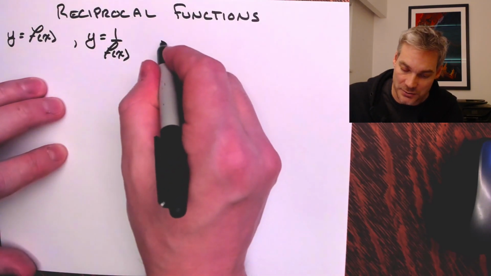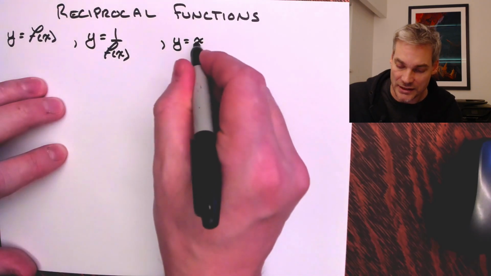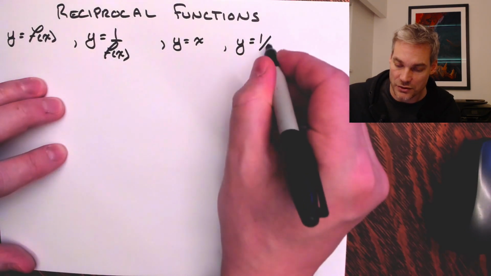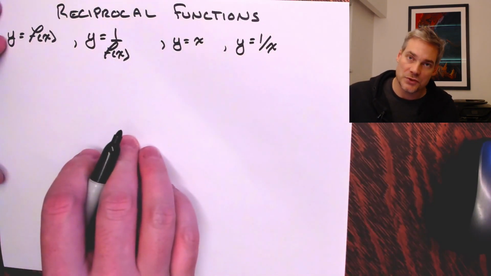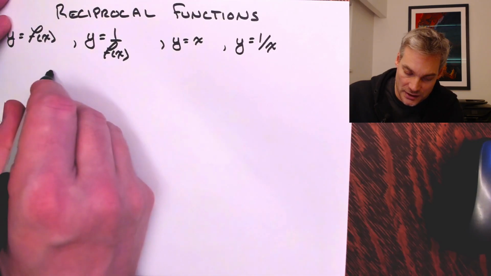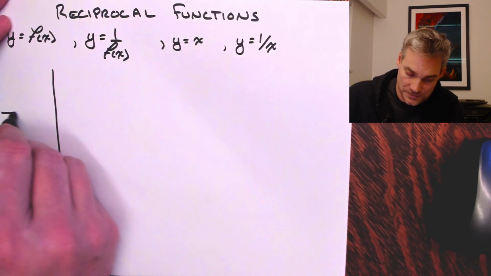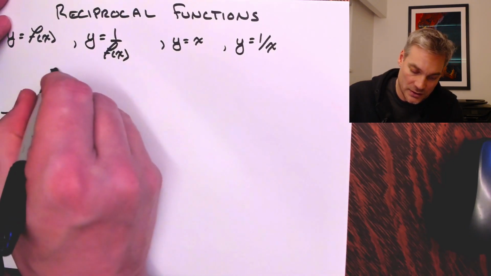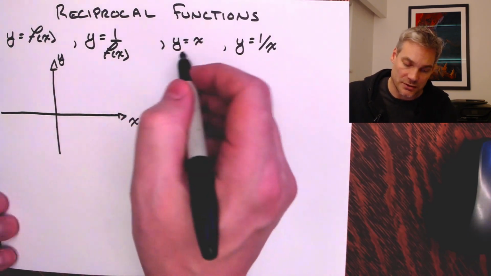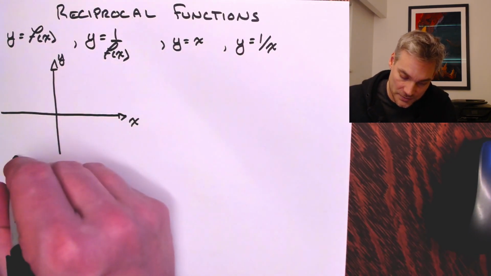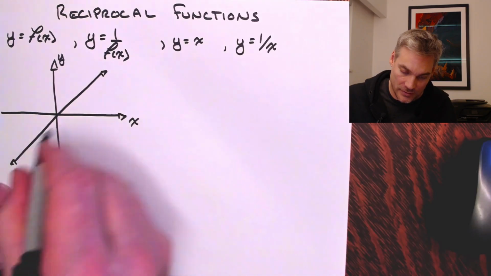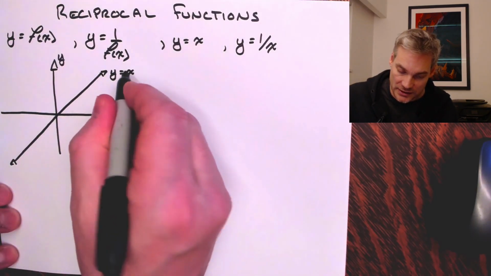So let's try a very simple case. Let's say we have y equals x. So the reciprocal of that is y equals 1 over x. Okay, so why don't we just try to investigate this through graphing? I think that's the easiest way. So I'm going to draw this. This is y and x. So let's just draw the original function. We're going to draw a line, and this is y equals x.